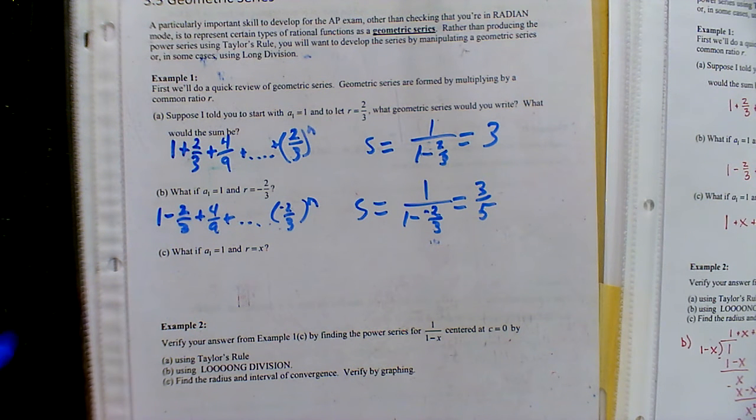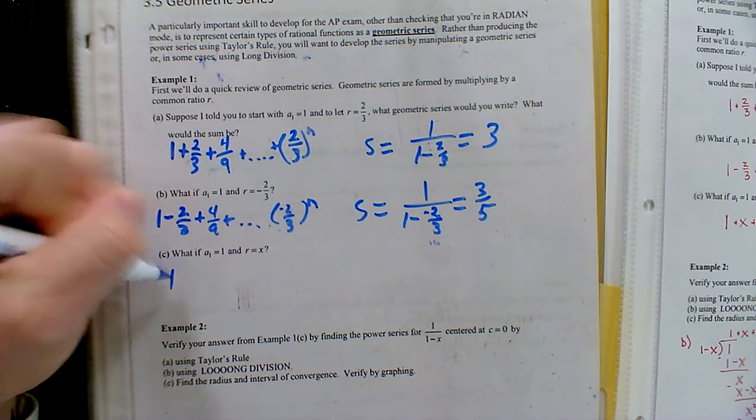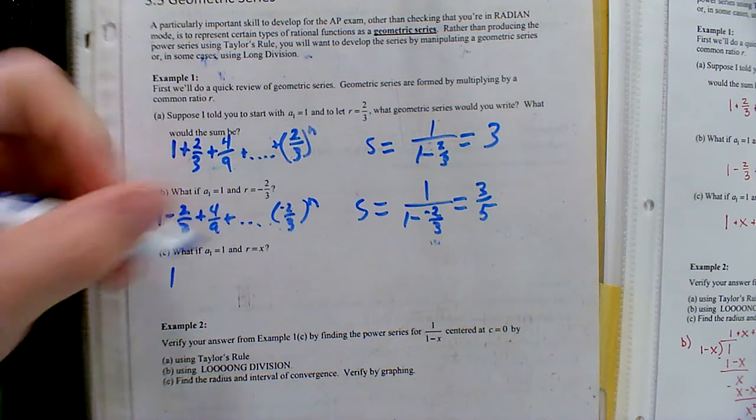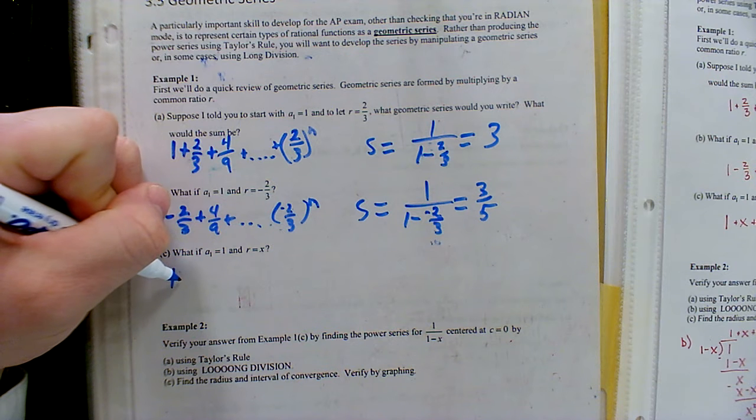All right, so not too bad so far. On the third one, they're telling you again the first term is 1. And this time, instead of having this ratio, we're going to represent it with an x value. So x is some ratio that we don't know. So what would be the second term?